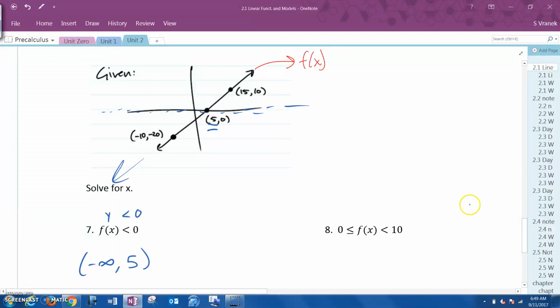All right, and now it's saying when is f of x equal to 0? So we already know that's at 5. And that's going to be a bracket this time because it's saying equal. And then when does it go up to 10? Well, it goes up to 10 when x is 15. And we do not include the 15 because it does not want you to include the 10.